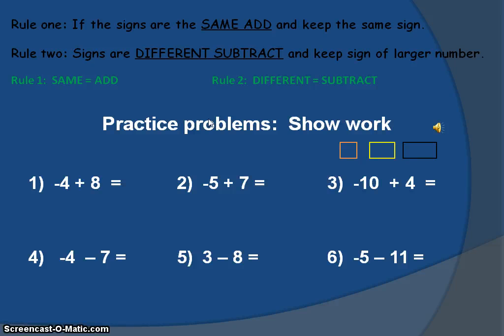The first rule, same add, same signs add. Rule 2, different subtract, different signs subtract. So read through those as you work through the problems, and it will help you get into a rhythm of whether you're adding or subtracting. Also, what I want you to do on these practice problems is show your work. I want to see the boxes and see any other math that you do, whether you're lining them up to add them or subtract them. But I want to see the boxes. Make sure you're boxing it correctly.